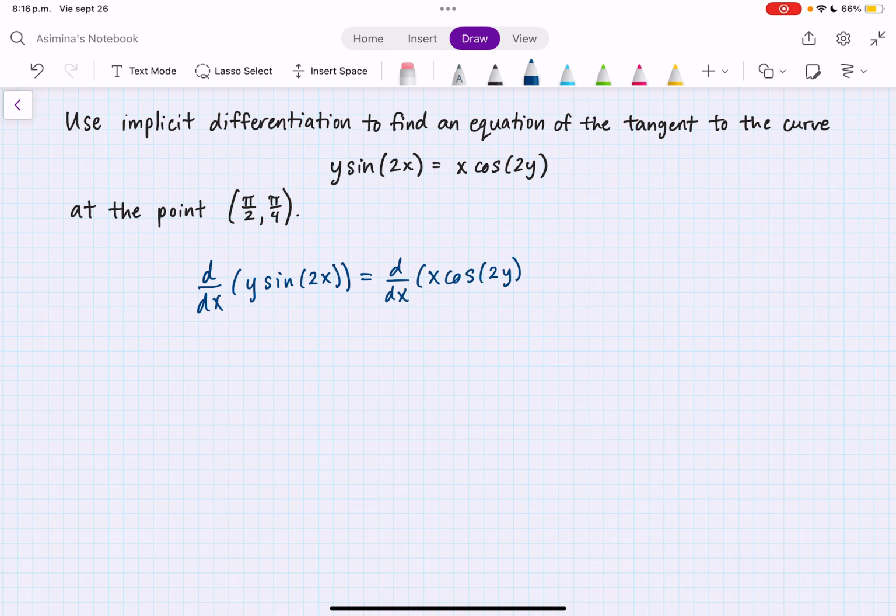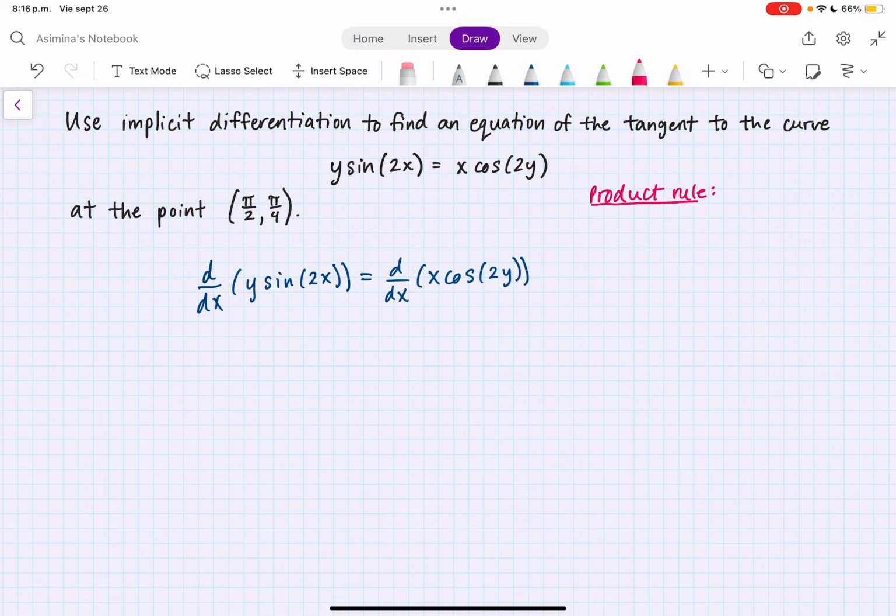Now on the left-hand side, we're taking the derivative with respect to x of y times sine of 2x. So what rule do we think we want to use? Well, we have the product of two things, so we're going to want to use the product rule. Now recall that the product rule tells us the following.